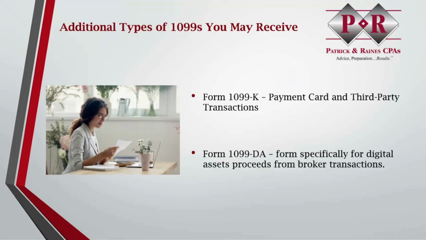Some additional 1099s you may receive could include Form 1099K. This form is used to report payments received by a payment card, and third-party transactions such as PayPal, Venmo, or online marketplaces such as eBay, Etsy, Uber, and etc. A second form could be 1099 DA. This form specifically is for digital asset proceeds from broker transactions in the tax year.